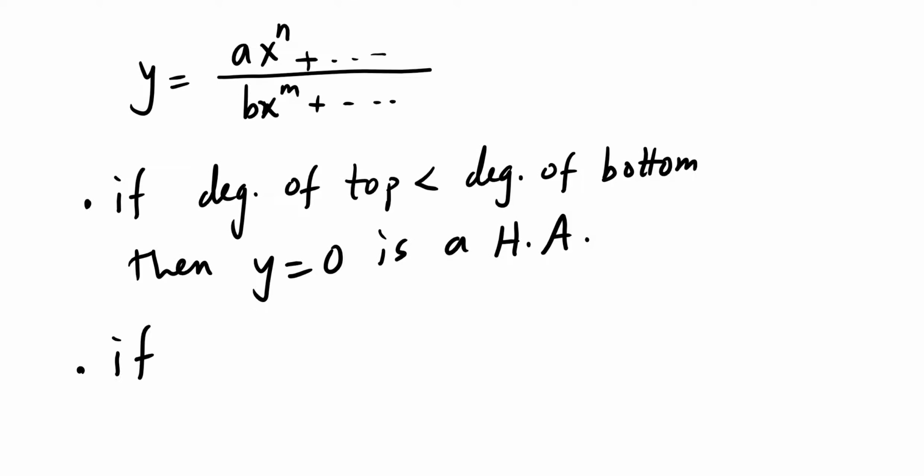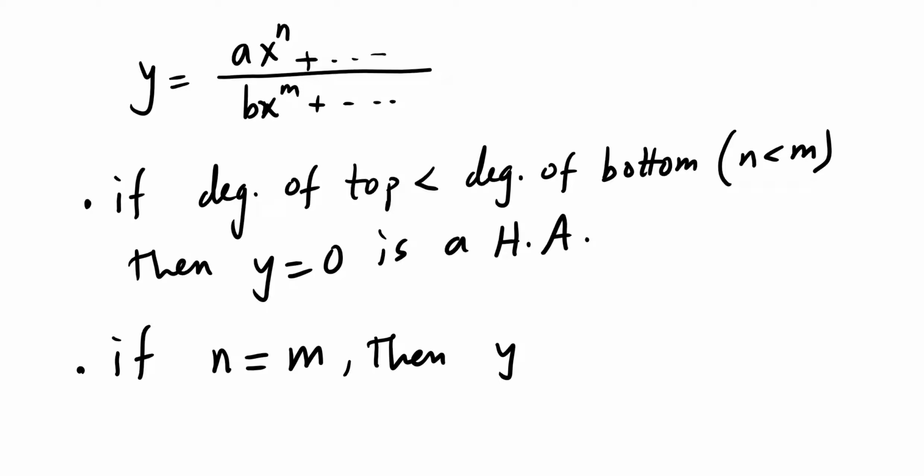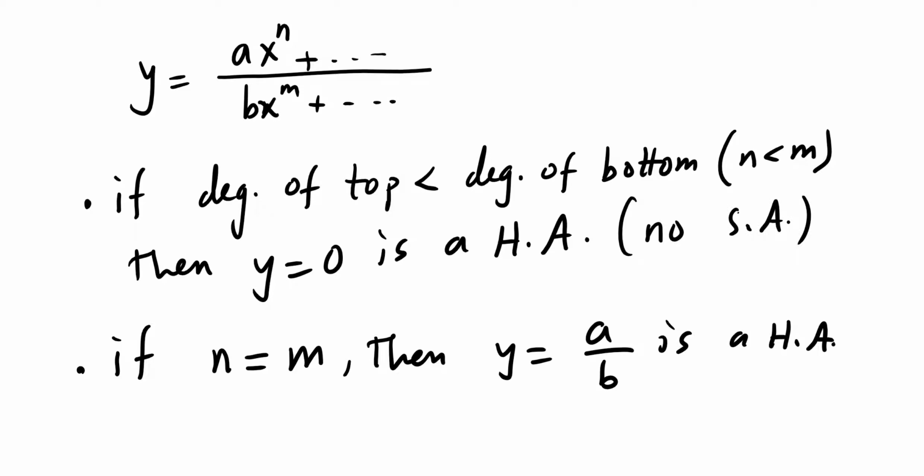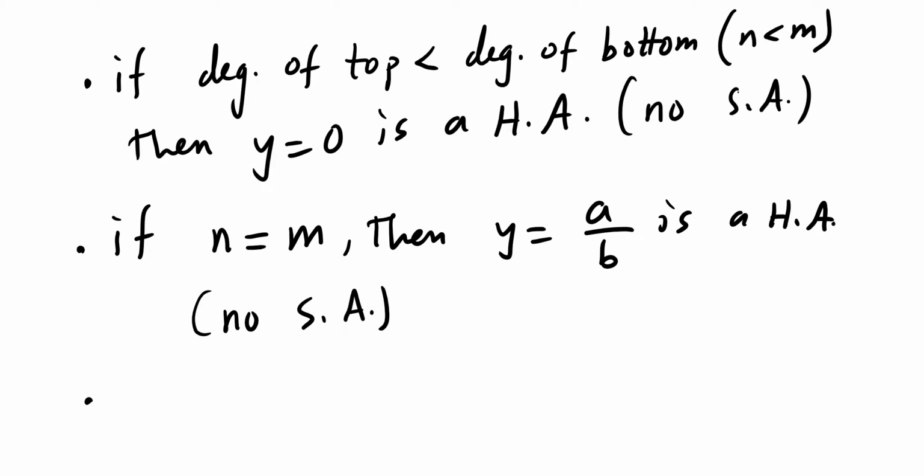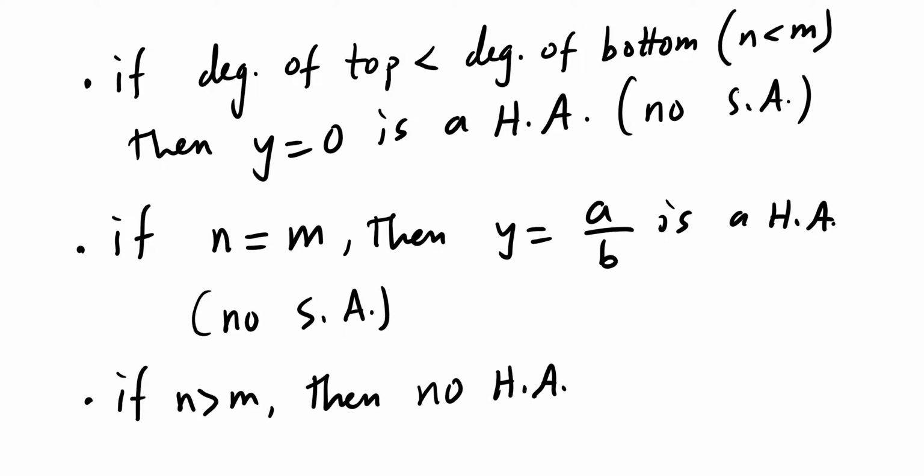If n equals m, like degree of the top equals the degree of the bottom, then y equals a over b is a horizontal asymptote. And note something: when there is a horizontal asymptote, no slant asymptote. So here, no slant asymptote. What about if the top is bigger? So if n is bigger than m, then no horizontal asymptote. There is a slant asymptote.